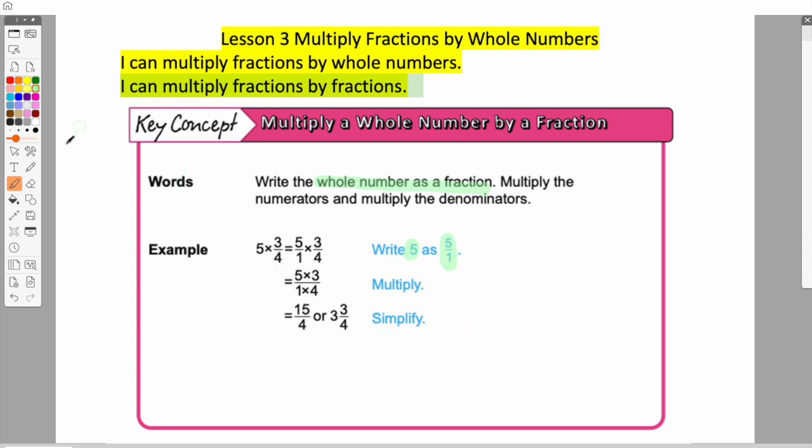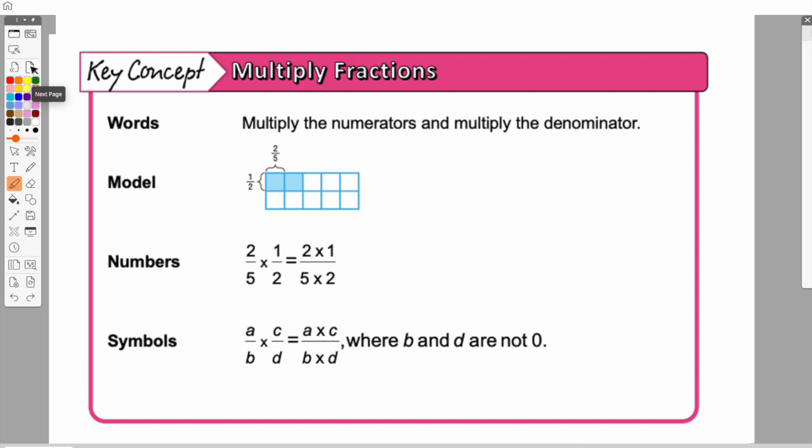And then we're going to multiply fractions just like we practiced yesterday, or as we know how to do, when we multiply straight across. 5 times 3, 4 times 1, and then we can simplify down to our mixed number. We do the same thing if we're doing fraction by fraction.